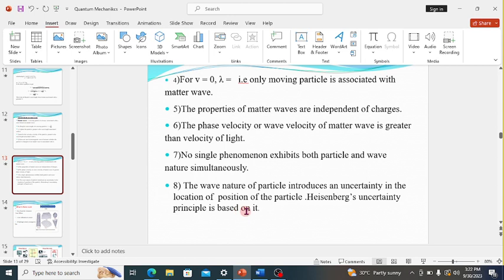So this is about properties of matter waves. Today we have discussed de Broglie's wavelength for electrons and properties of matter waves.